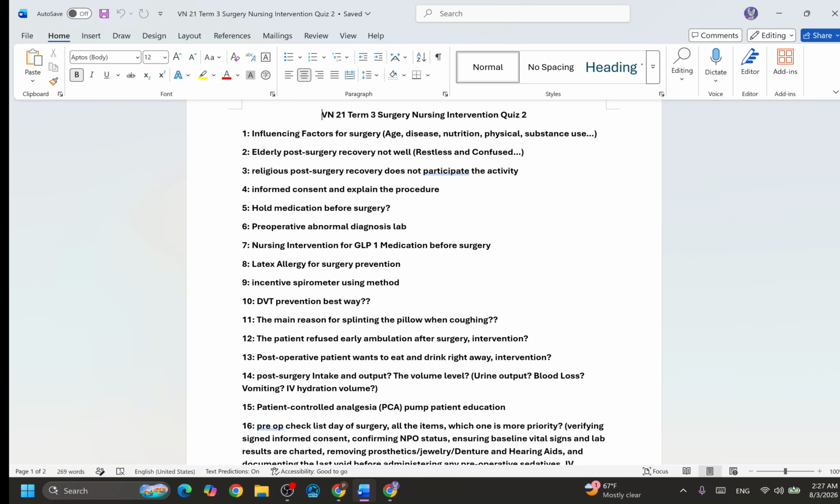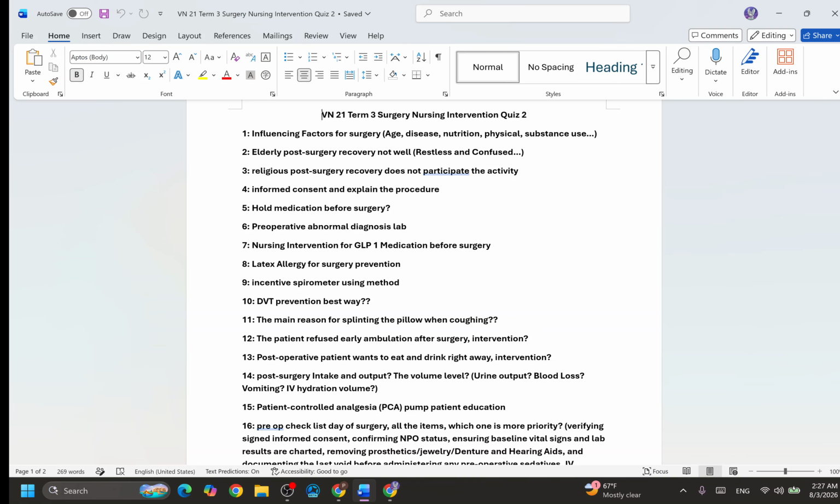Okay. Number 11. The main reason for splinting the pillow when we're coughing. So after the surgery, we want a patient to have a coughing exercise, right? So cough up with a fan or either way, just open the lung. But what's the reason we want to splint the pillow?